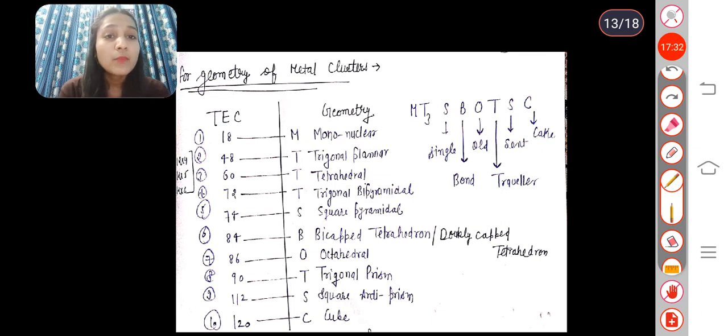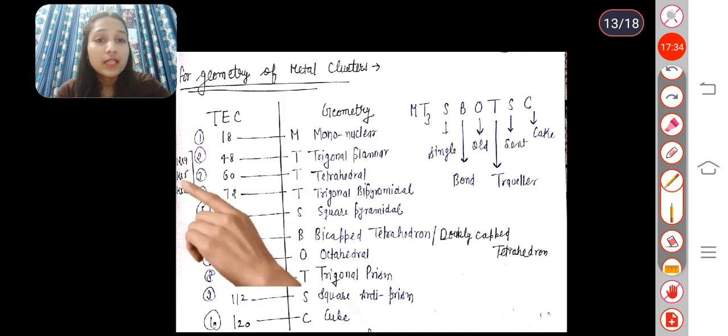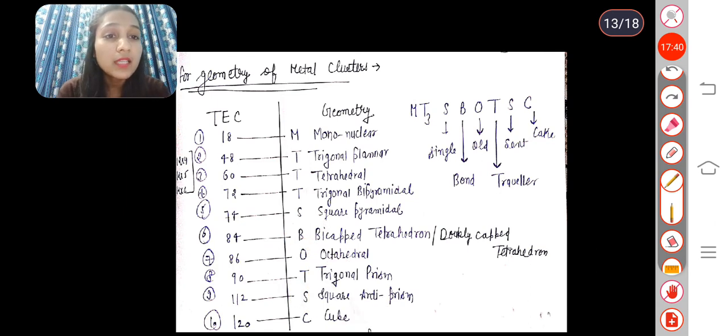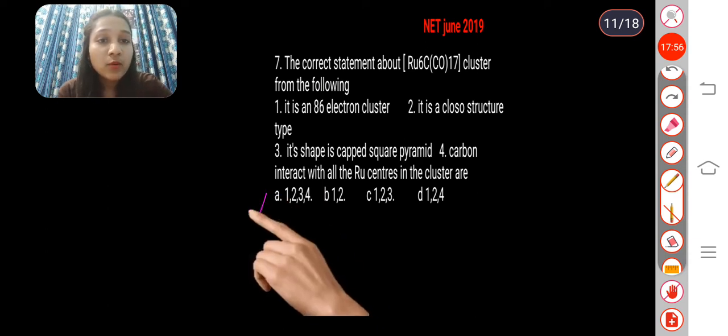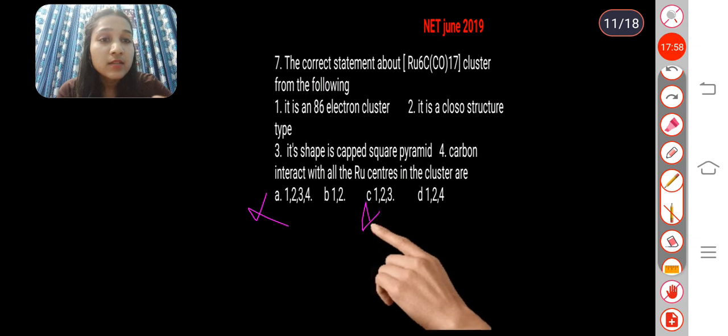And in this complex we have 86 electrons, and the series for 86 electrons, at 7th number you will see, is octahedral. And in the question what is given is capped square pyramid. So this option is not correct. So just eliminate the option, the third option. So you have to eliminate answer number 1 and answer number C.